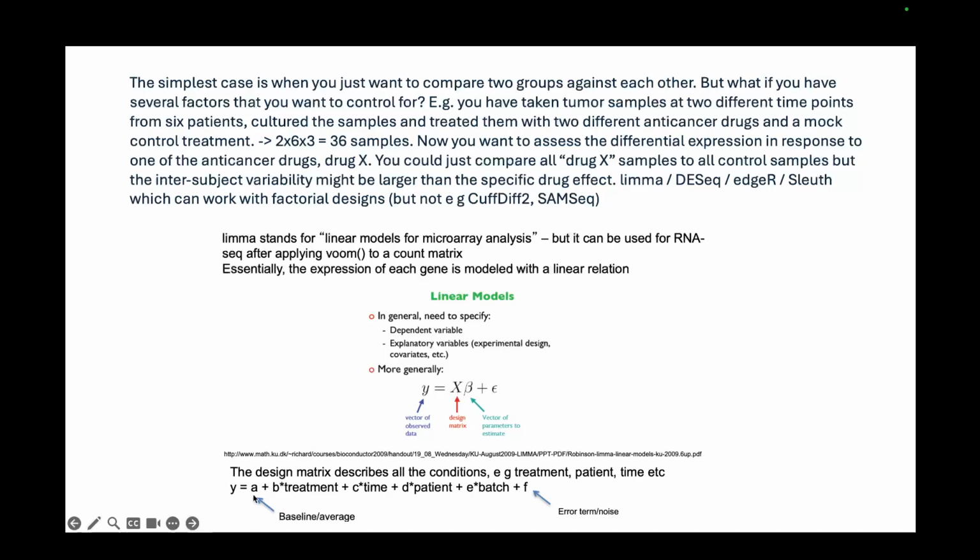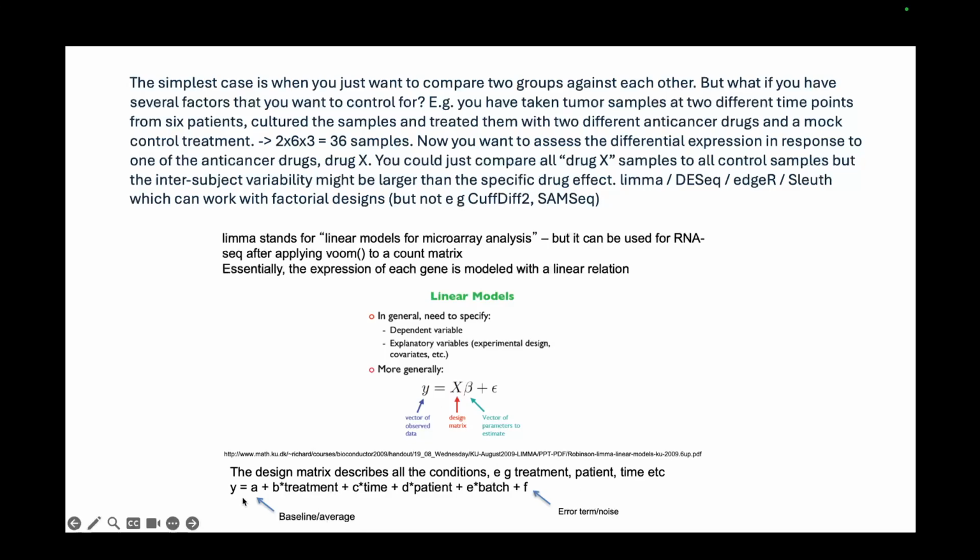Now the covariates might be, for example, the conditions that describe the treatment, patient, time, etc., and you want to build the model. So y is your set of expression values, or whatever you are trying to model. There will be a baseline. Here the baseline is not given, but you can add a baseline. B is your treatment coefficient, B into treatment, C into time, D into patient, E into batch, and F, which is the error term or the noise term.